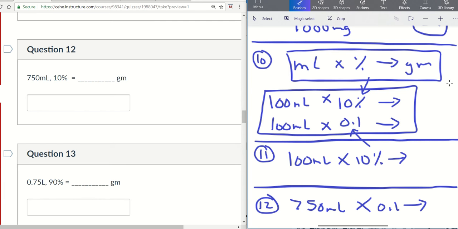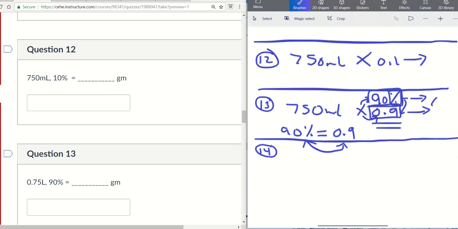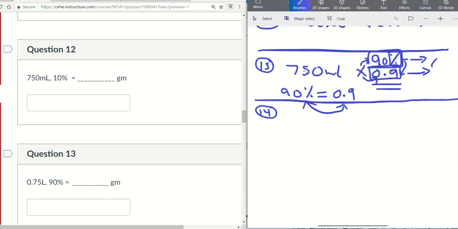Which number? Number 13. So what did you push in? 0.75 times 0.9. Yeah, that's it. You don't need the percent symbol. So no percent symbol because it's already the decimal. What's the decimal?